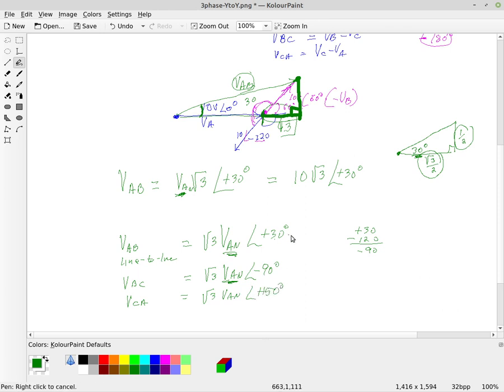So there's a 30-degree phase shift between the line to line and the line to neutral. Now notice though, the line to lines are 120 degrees apart. The line to neutrals are 120 degrees apart. But when you say I'm going from a line to neutral to a line to line, there's going to be a 30-degree phase shift.